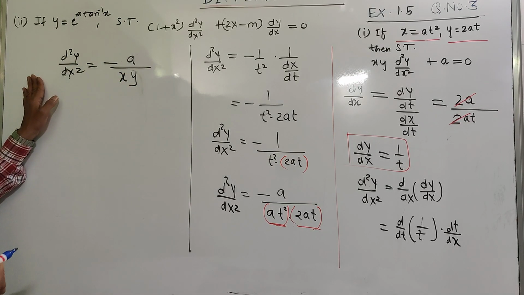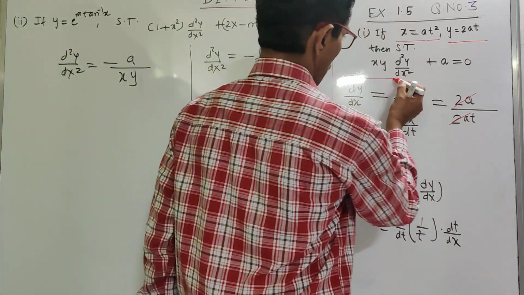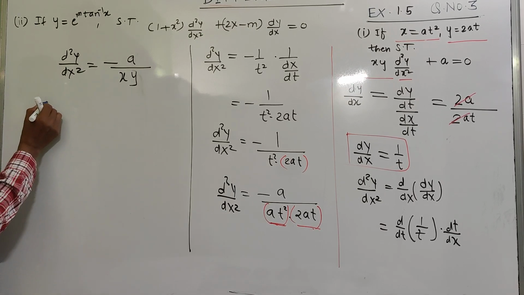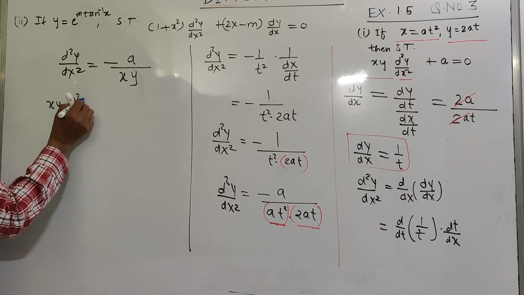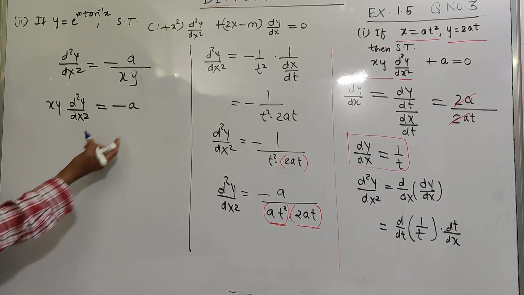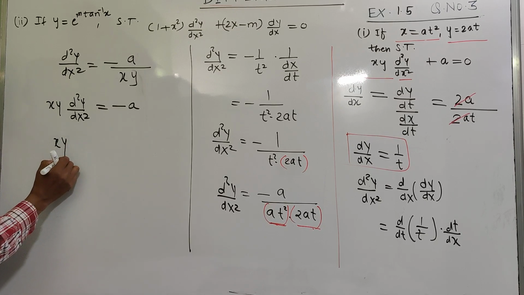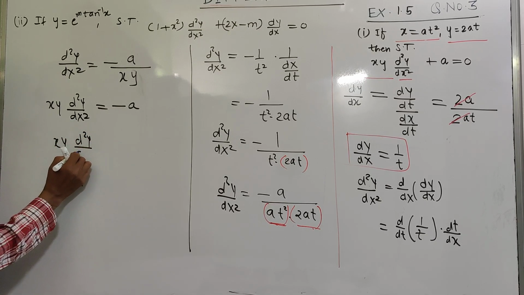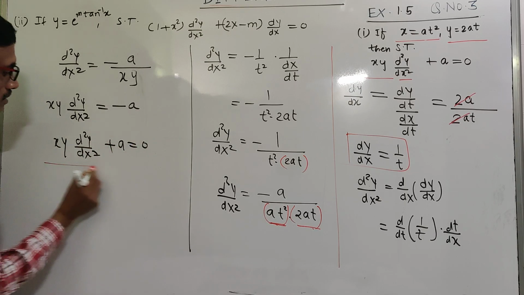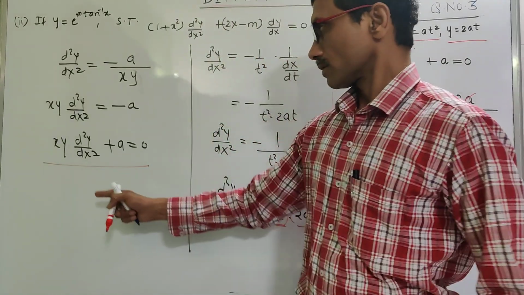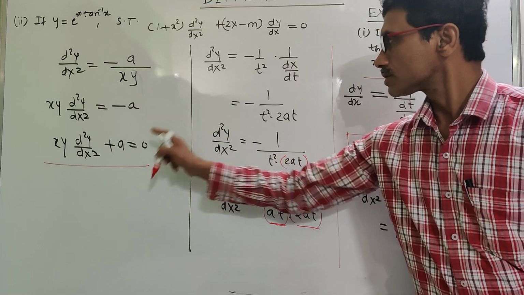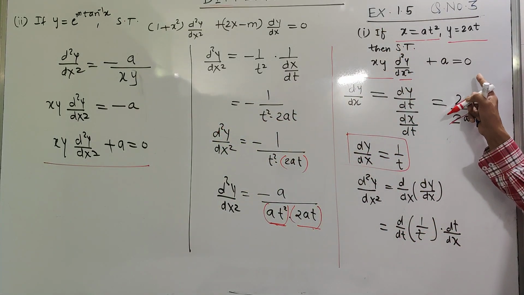Now simply take cross multiplication as required: x into y into d square y by dx square is equal to minus a, and taking it to the left hand side, plus a is equal to 0. This is what was required to show: xy d square y by dx square plus a is equal to 0. We wanted to show this here.